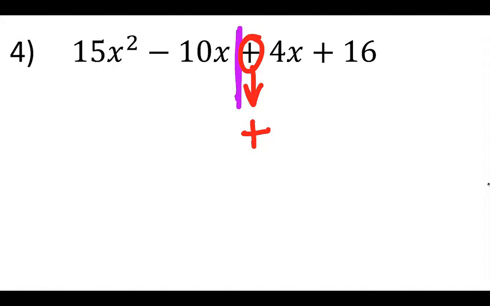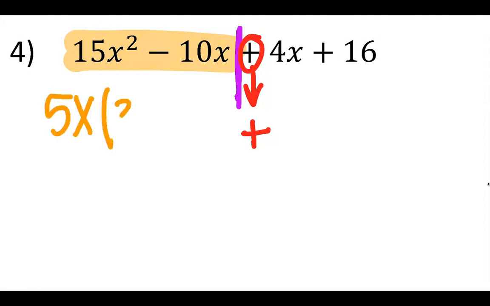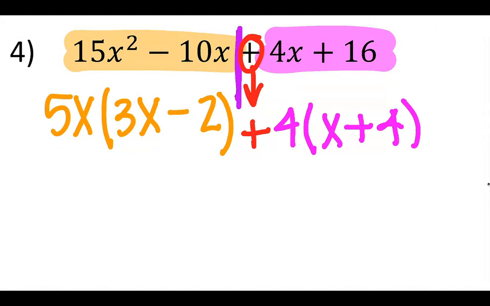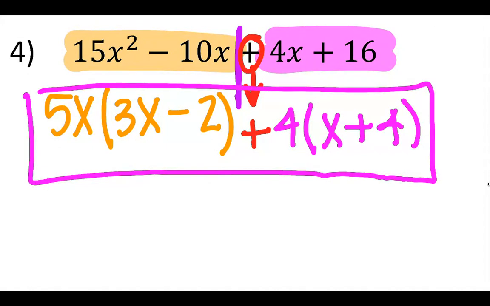We're going to take the first side, which is 15x squared minus 10x. So I can take out a 5x, so I'm left with 3x minus 2 on this side. Then on my other side, I've got 4x plus 16. So I can take out a 4, and I'm left with x plus 4. Again, these two things are not the same inside the parentheses, so that's as far as I can go. So this would be the final answer.